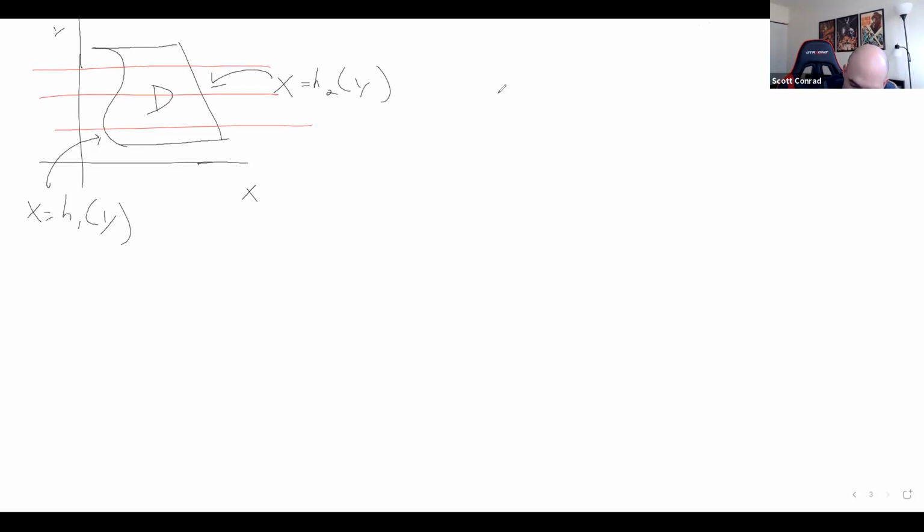And then we say y goes from c to d. So this region D would be x is bounded below, where x is smaller, to the left, by the left curve h1 of y, and above by the function h2 of y. And then y is bounded between the numbers c and d. And we say this is horizontally simple.